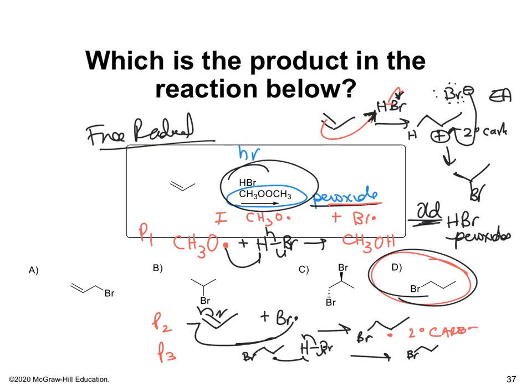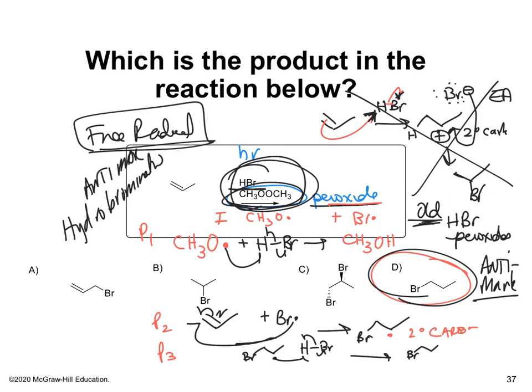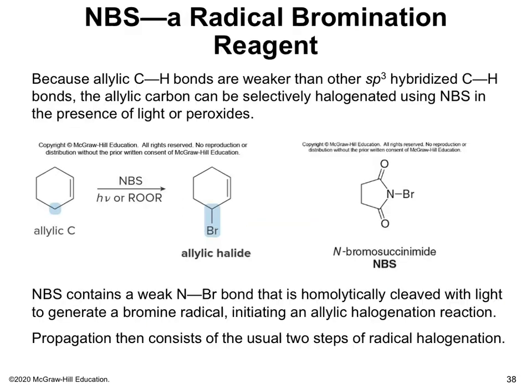So if you add peroxides to your bottle, you get what is called the anti-Markovnikov addition. So this is anti-Markovnikov hydrobromination, because you're adding a hydrogen and a bromine, but this is the anti-Markovnikov. And so you're going to have to pay attention to that. If you have these peroxides, you don't get this electrophilic addition, because it goes through a different mechanism. It goes through the free radical mechanism to give you the anti-Markovnikov product.